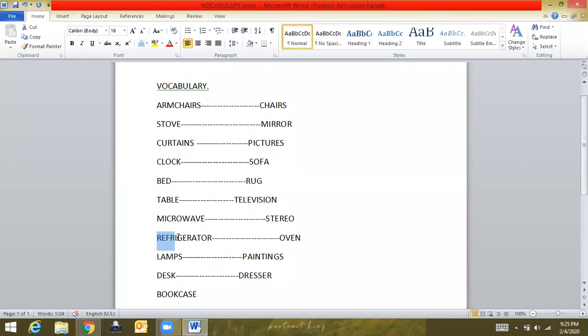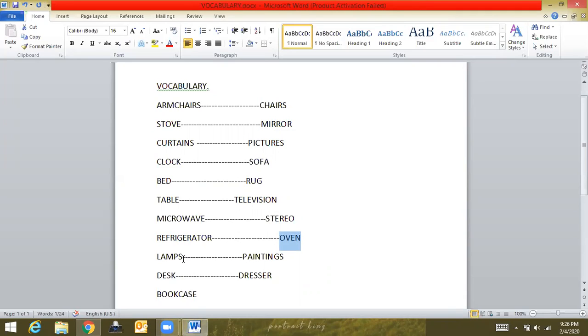Refrigerador. Quedamos con refri. Entonces, en inglés también existe eso, pero no decimos refri, sino que decimos fridge. Solamente fridge. So I say, where is my food? Y me responde mi esposa, it's in the fridge. Exactly. Fridge. So, refrigerator, oven. What is oven? Horno, exactly.